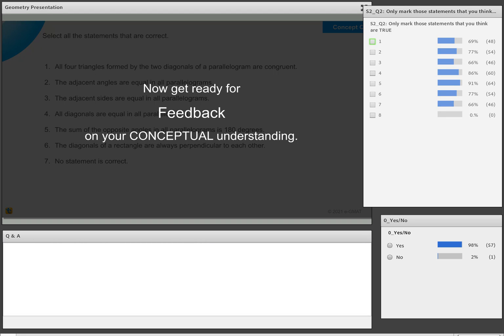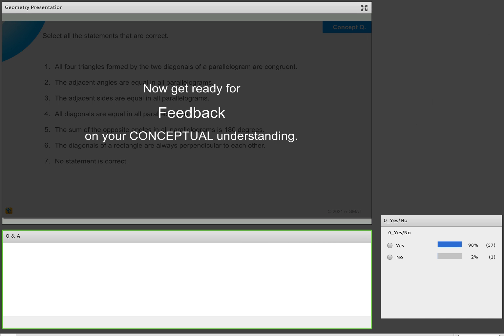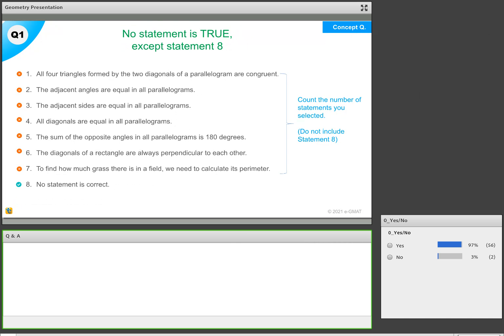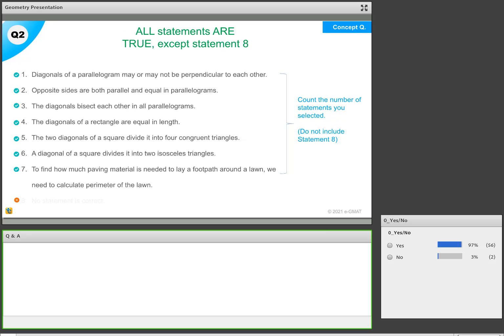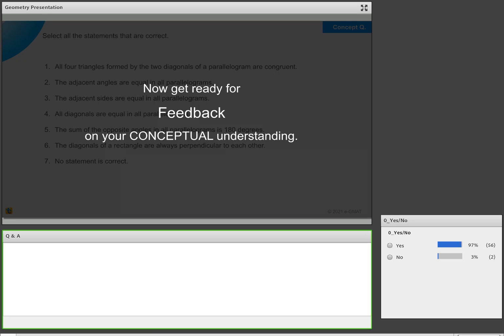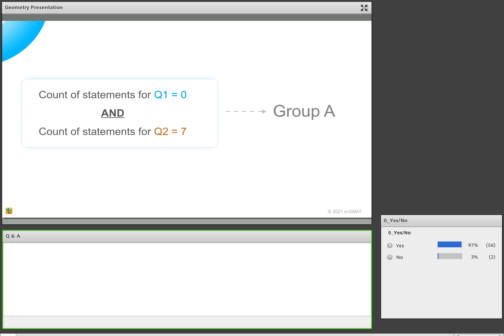Okay, sounds good. Now, how are we going to give you the feedback? You have these two numbers. In fact, let's go back. In the first set, no statement was true. In the second set, all the statements were true. Okay, so here's what you're going to do. You already have the count of the number of statements for set 1 and set 2. If the number of statements for set 1 was 0 and the number of statements for set 2 was 7, then you belong in group A. So make a note of that.